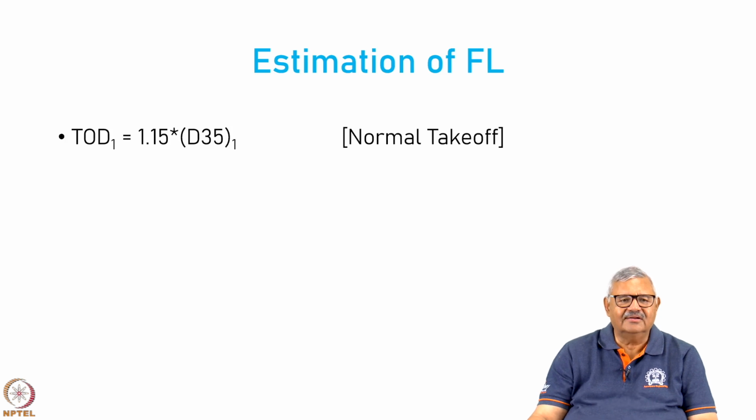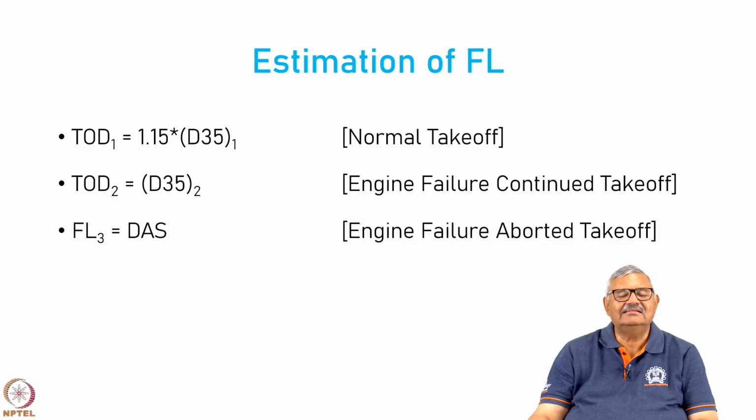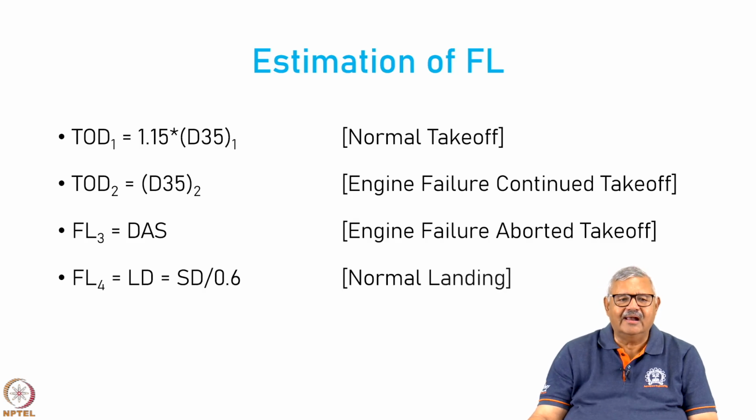So, summing up, in the normal takeoff case, the total distance from the start of the rolling to the obstacle height, multiplied by 1.15, is called TOD1. For the engine failure case but continued takeoff, the total distance travelled from the starting point to the obstacle height clearance without any margin is called TOD2. From the third case, the field length is estimated as the accelerate stop distance from the start of the takeoff to the point where the aircraft comes to rest, and from the normal landing case, the field length is considered to be the stopping distance divided by 0.6, or the landing distance.